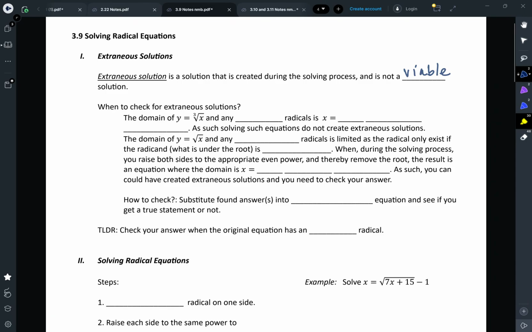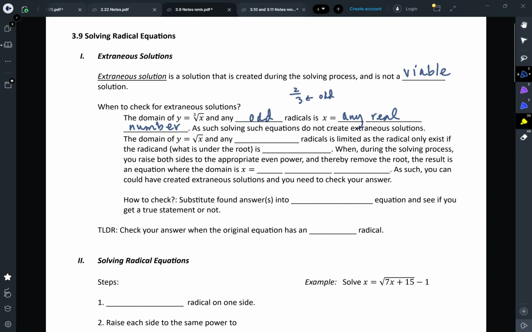So when to check for extraneous solutions. This is going to be the long explanation, and then we'll look at the short one. So the domain of y equals cube root of x and any odd radicals. So that would mean like a fifth root, or maybe even something like a 2/3 power, right? That's going to be an odd root index. The domain is any real number. As such, solving such equations do not create extraneous solutions because you can have any real number for x as your input, you can get out any real number for y.